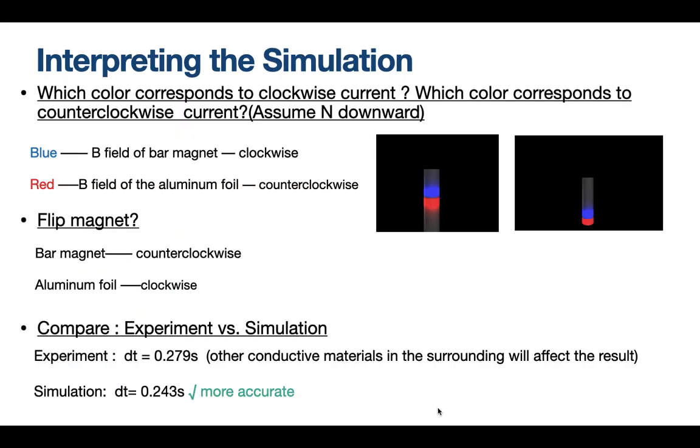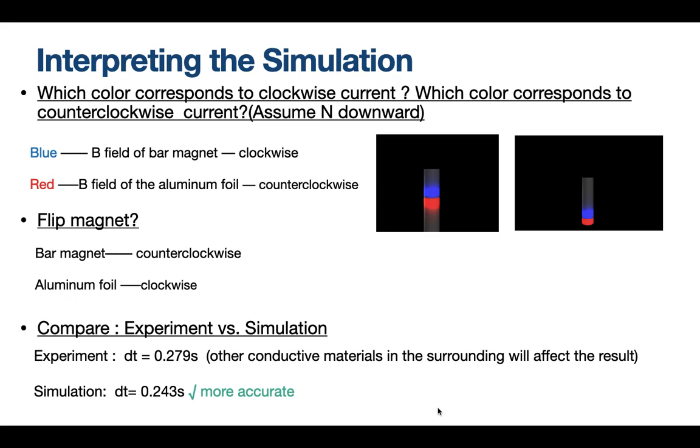For the question, first, which color corresponds to clockwise current and which color corresponds to counterclockwise current? In this case, I assume the north pole is pointing downward. So you will find the blue represents the magnetic field of the bar magnet. Because the velocity is also pointing downward, we will find the change of the magnetic field is pointing downward. According to the right-hand rule, the current is clockwise, and its counterpart, the red one, represents the aluminum foil, and the current is counterclockwise.